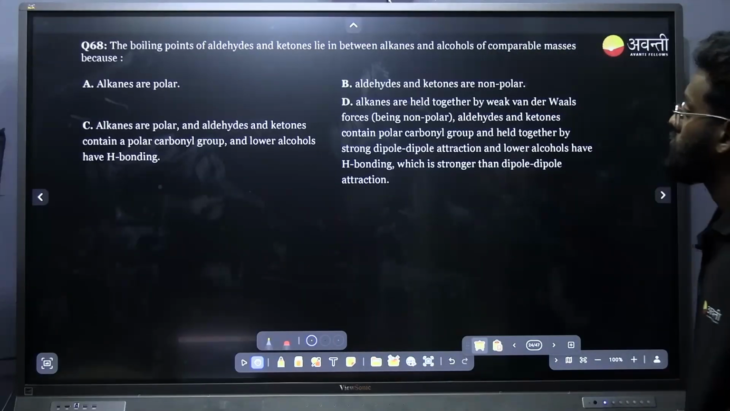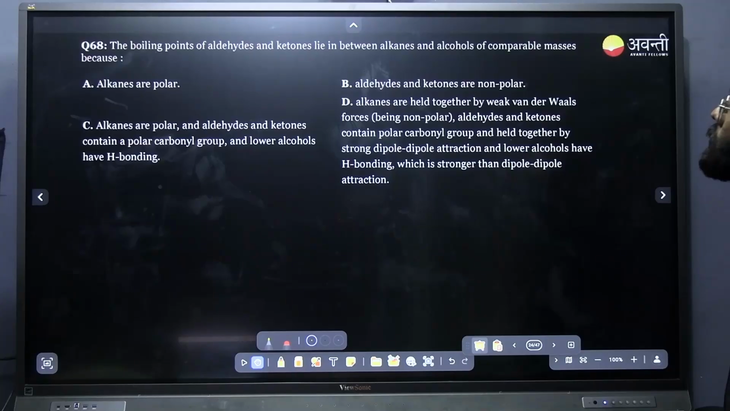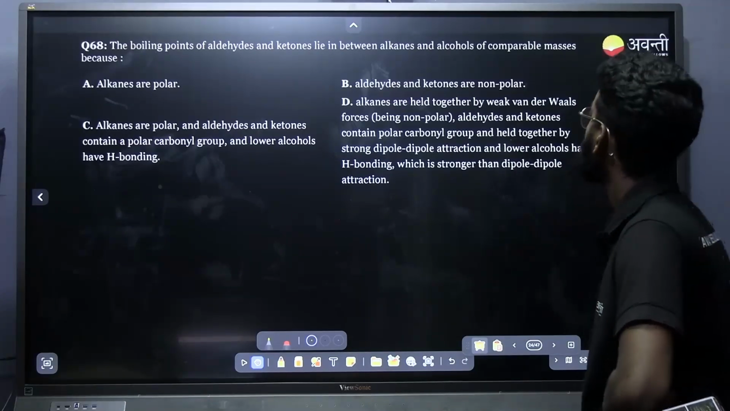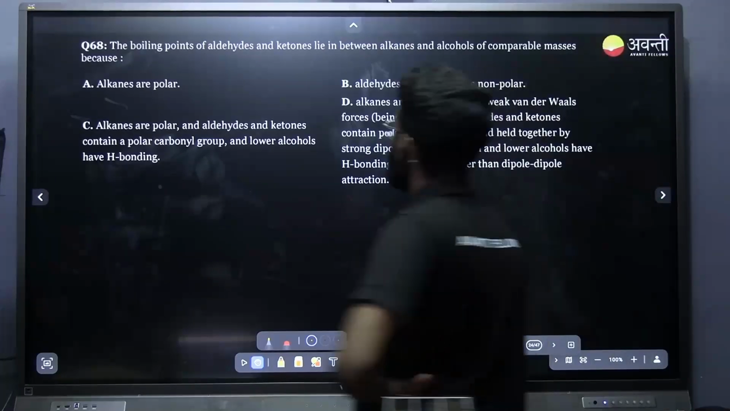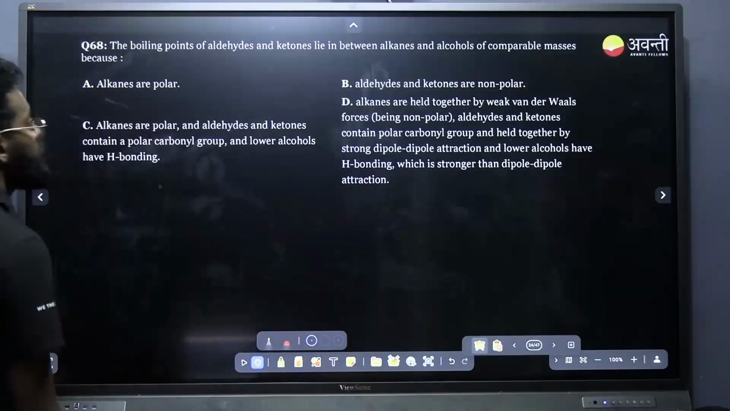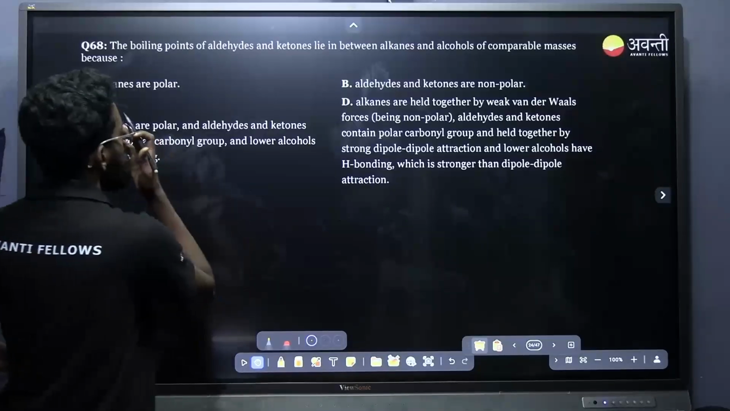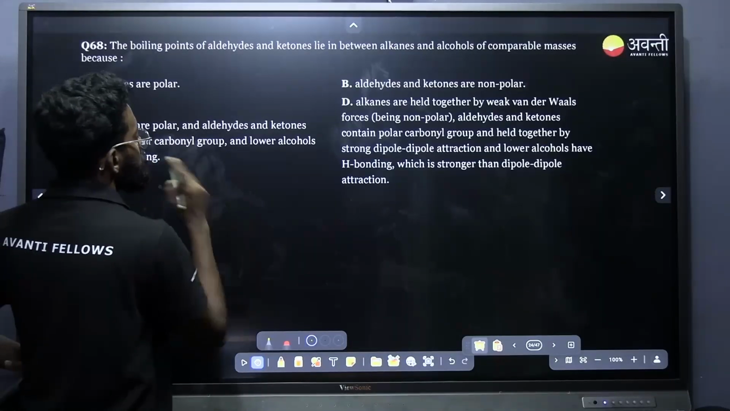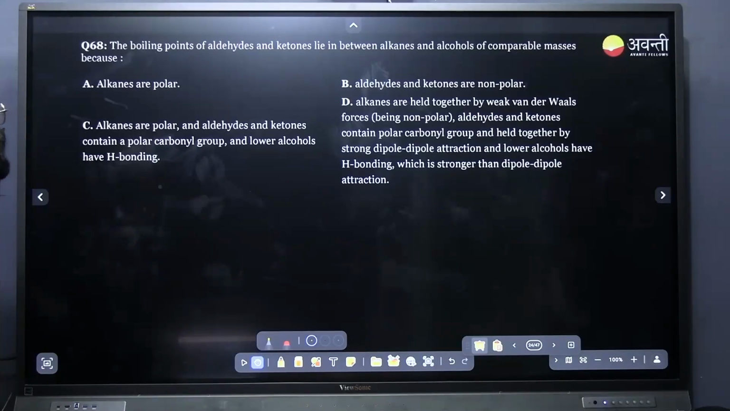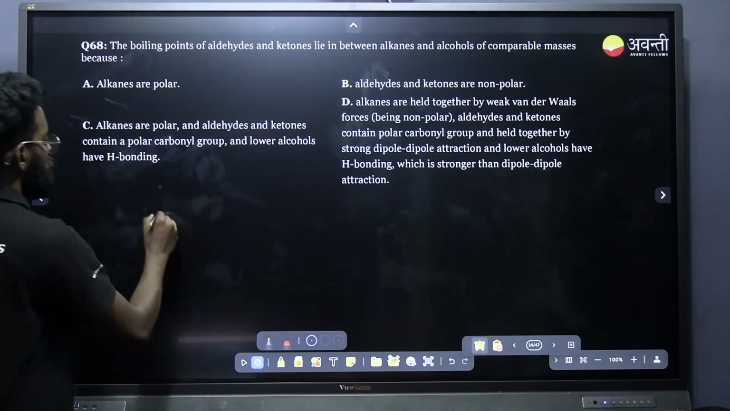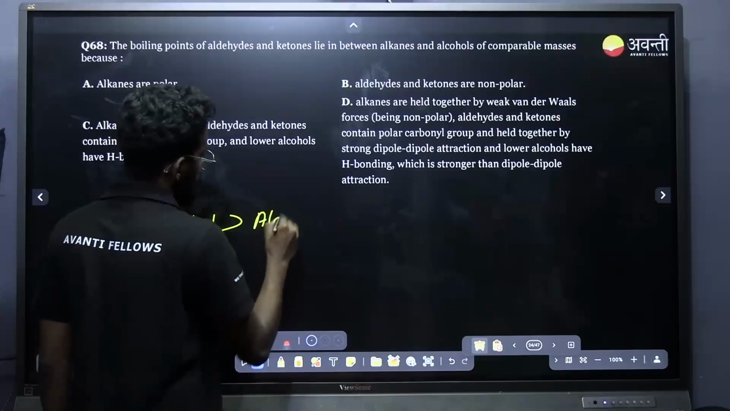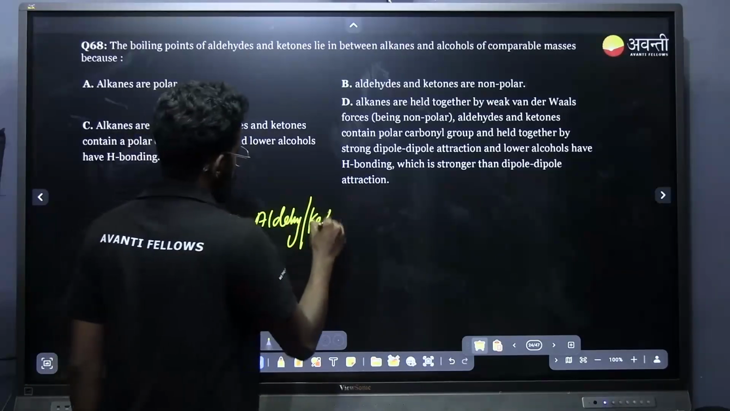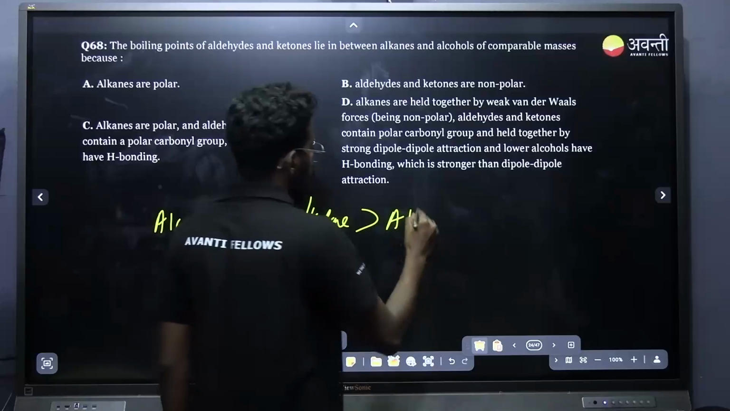Okay, now the next question. The boiling points of aldehydes and ketones lie in between alkane and alcohol of comparable masses. Between alkane and alcohol, we know that the boiling point of aldehydes and ketones is higher than alkanes. What is the reason? Alcohol will have the highest boiling point, then comes aldehyde or ketone, and the least is for alkane.